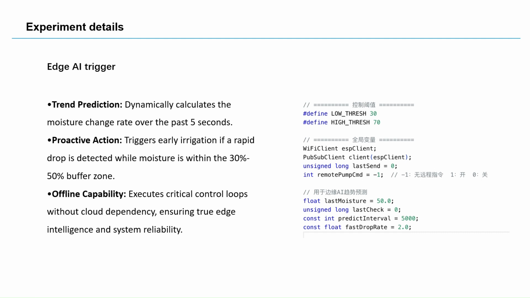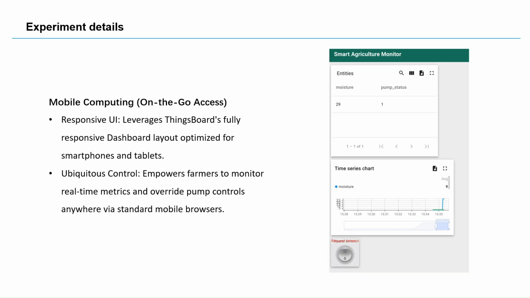The decision runs entirely on the ESP32, so it remains operational even when cloud connectivity is lost. That's true edge intelligence. Additionally, the cloud lays a foundation for future enhancements like big data analytics, long-term pattern learning, and more complex AI model training.